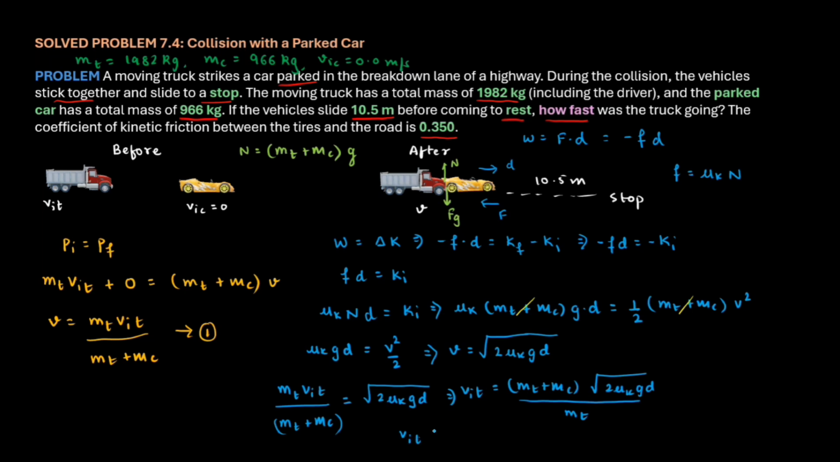Now let's substitute. I get v initial for the truck to be equal to mass of the truck is 1982, mass of the car is 966, times square root of 2 times mu k, which is 0.350, g is 9.81, and the distance covered is 10.5, divided by mass of the truck, which is 1982. And when you solve this, you get the initial speed of the truck to be equal to 12.6 meters per second.